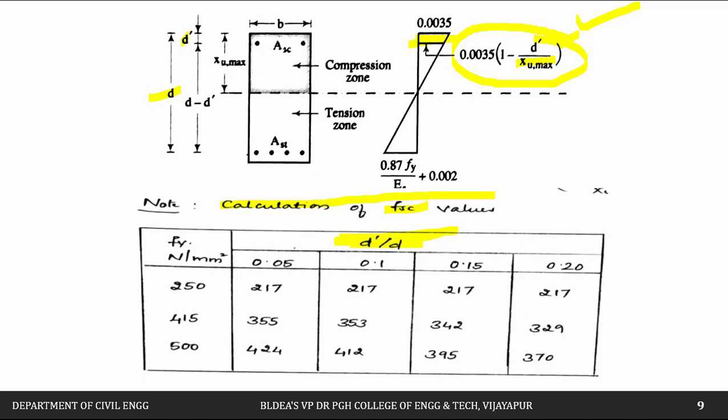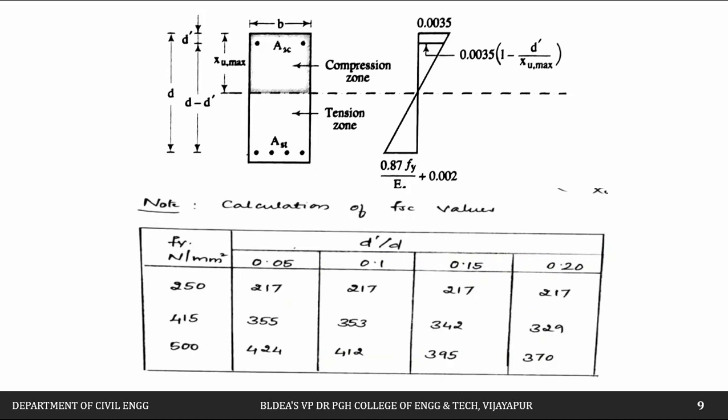The XU max value we already know for a given section. For example, I will write here d dash. For XU max, if you take any section, like for FE415, it is 0.48 D. So the d dash by d value will be calculated, and then divided by XU max. Based on that, if you simplify, you will get the values which are shown in the tabular column.